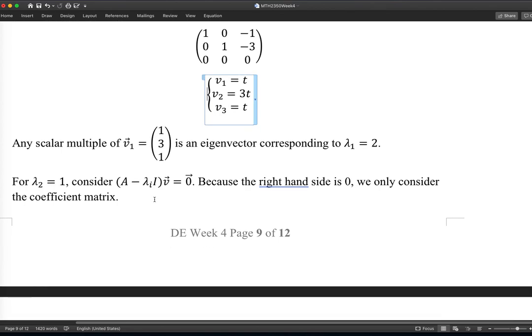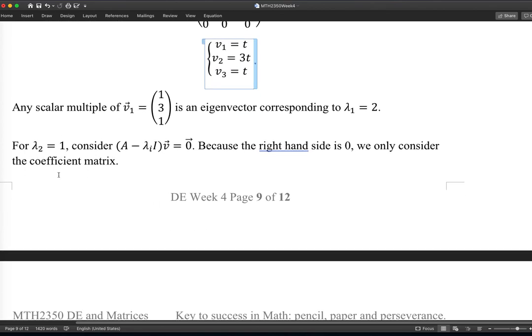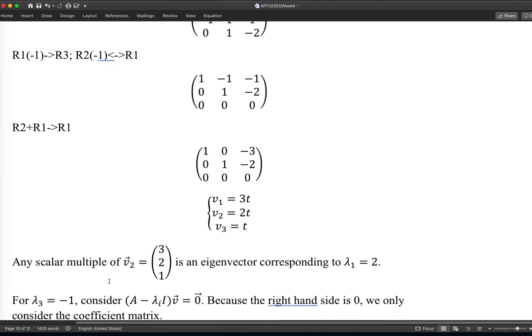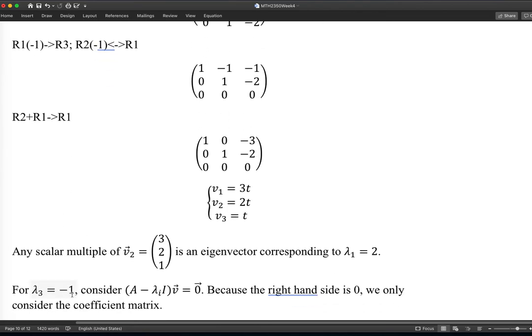And then basically what I did for lambda 2 equals 1 and lambda 3 equals -1 is pretty much the same thing. I guess if I talk a lot about 1, 2, 3, 3, 2, 1, that may confuse you more. So I'm going to pause my video and do let me know if you have any questions.